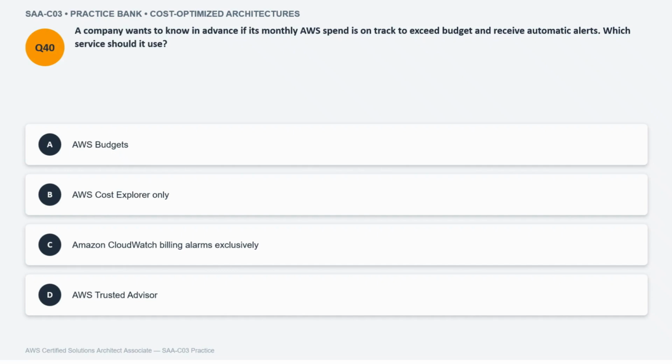So we can go with AWS Budgets, because AWS Budgets lets you set your own custom cost and usage thresholds and sends proactive alerts when actual or forecasted spend approaches or exceeds them. And in the question they are asking about tracking whether the budget will be exceeded and receiving automatic alerts, so AWS Budgets will be the answer.